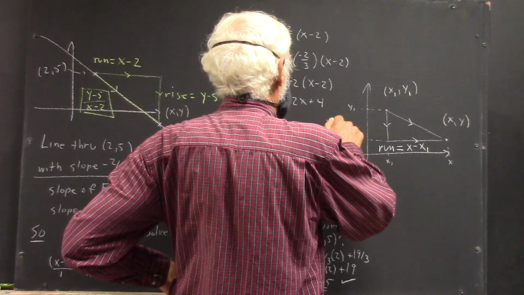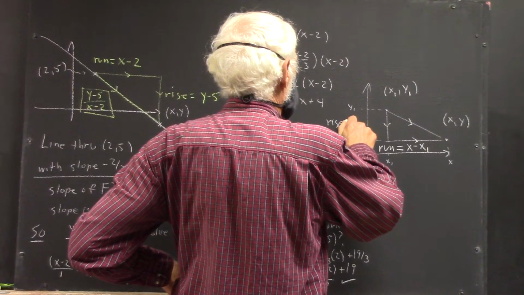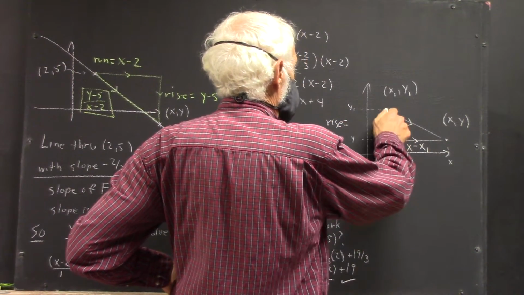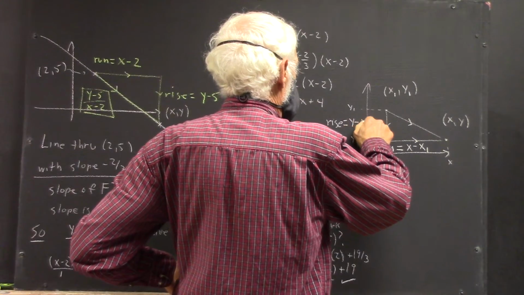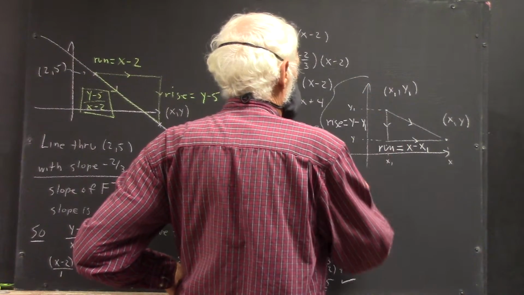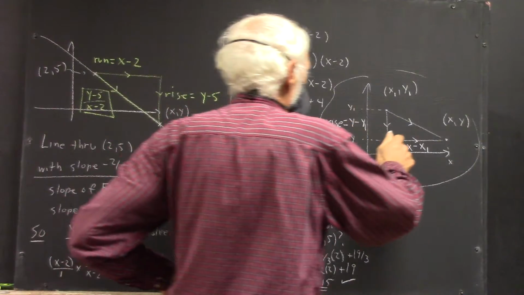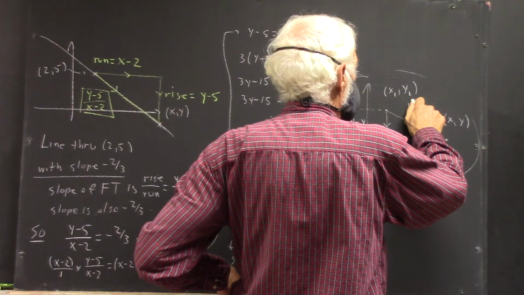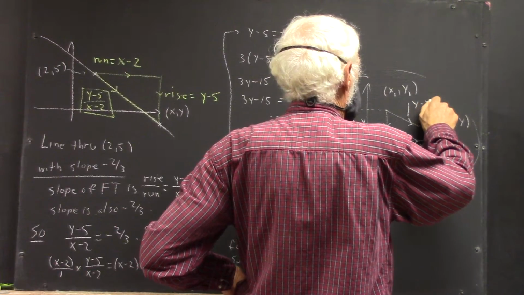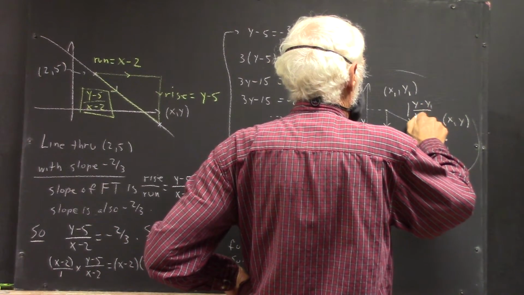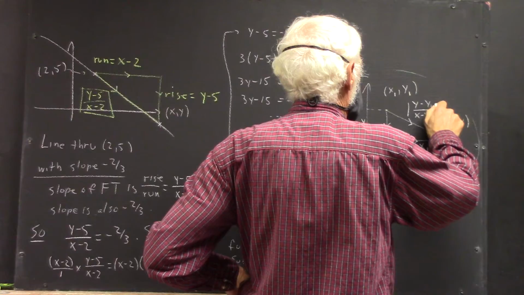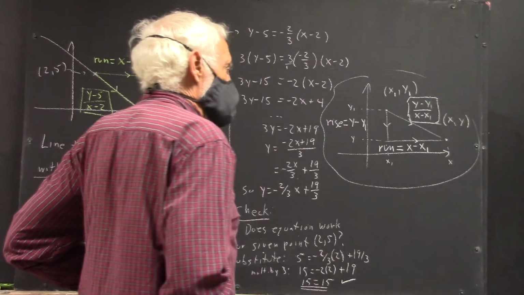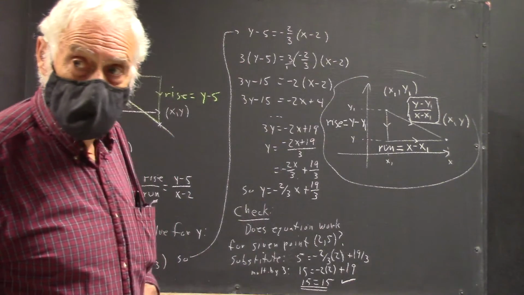And the rise is where you end up, which is y, minus where you started, which is y1. So the slope is y minus y1 over x minus x1.